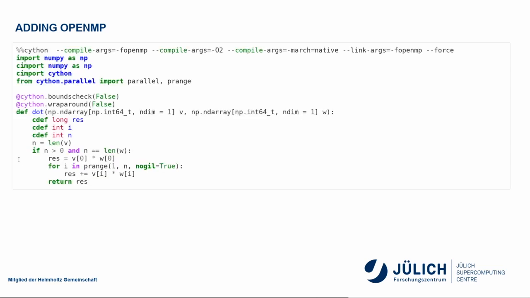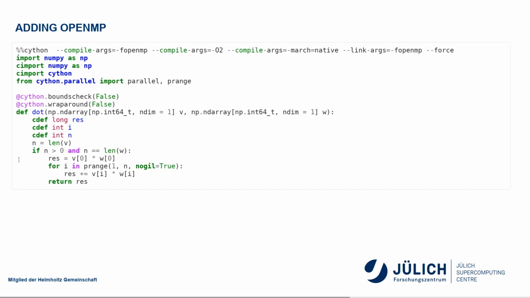Since Cython is C, why not do OpenMP from within Cython? Now, for OpenMP, the first thing I have to keep in mind is that I actually have additional compile and link arguments that I need to add.